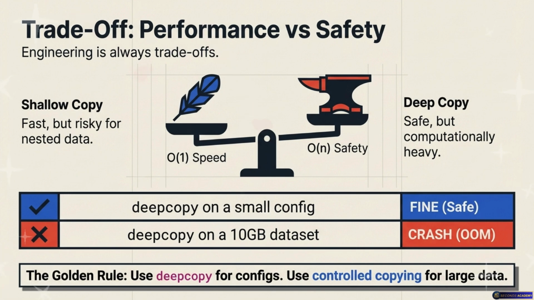But deepcopy is different. Very different. Deepcopy is an O(n) operation. The recursive explorer scales linearly with the size of your data. Which means context is everything. Deep copying a 30-line JSON configuration is effectively instant.